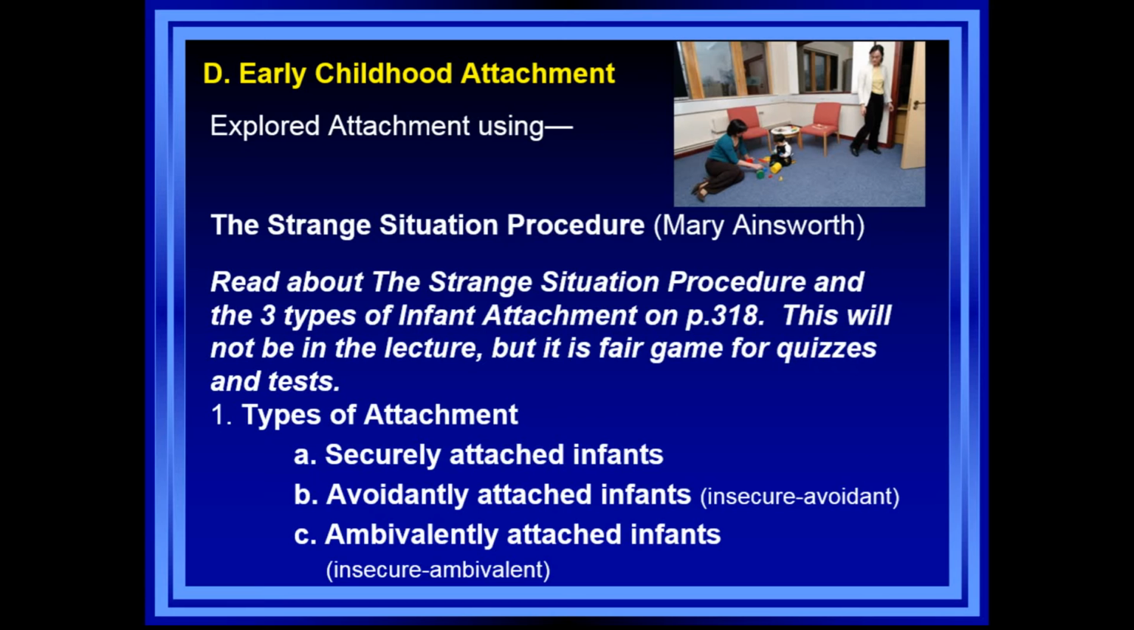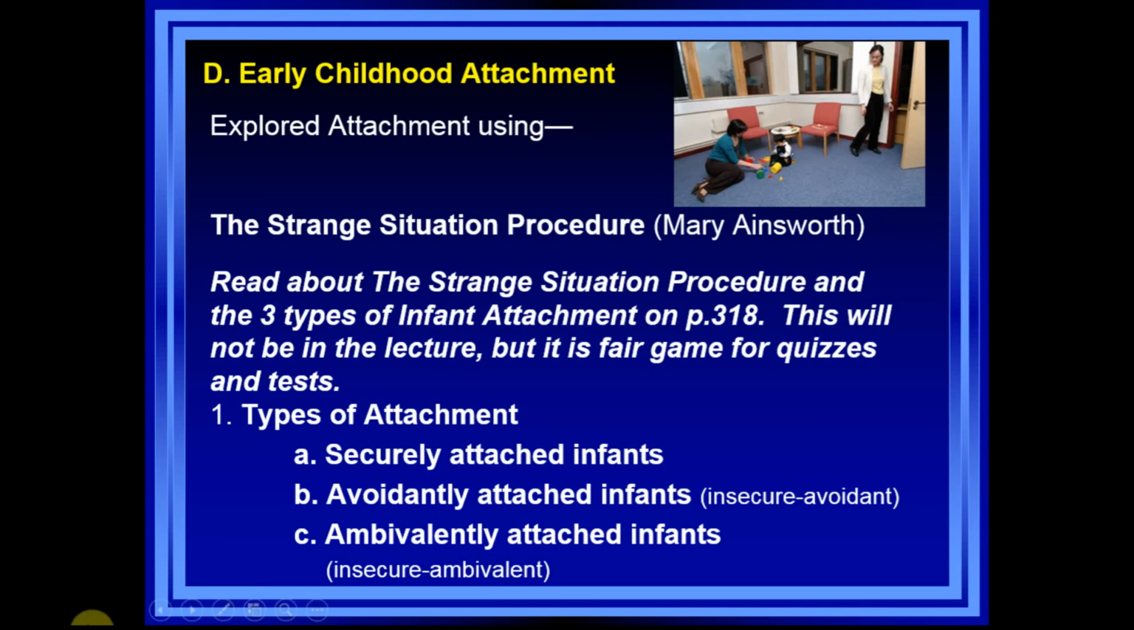You're going to read about it. Your text does a very nice job summarizing it. It's very clear. You're going to read about the strange situation procedure and the 3 types of infant attachment that she suggested came out of this strange situation procedure. Those are all on page 318. We're not going to cover it in lecture. Again, your book does it very clearly and concisely, but all that information is fair game for quizzes and tests.